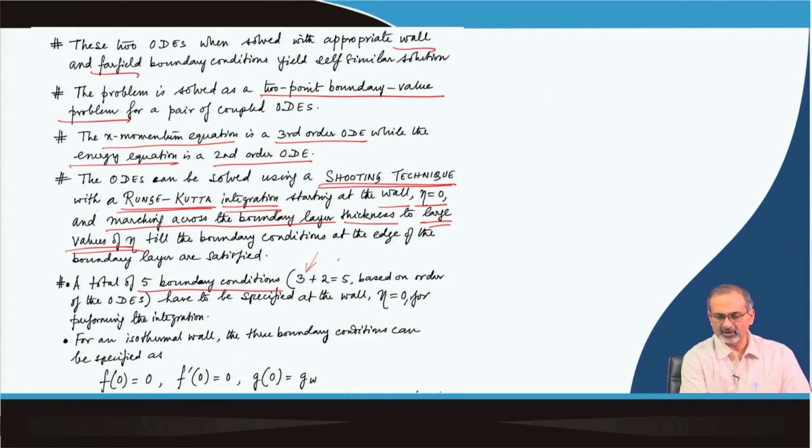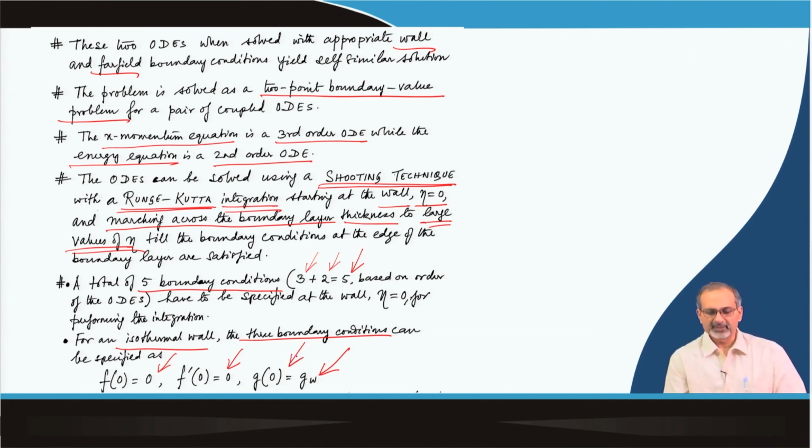It basically comes from the order of your ODEs, the 3 and the 2 coming from the 2 equations respectively. So, a total of 5, and that means at eta equal to 0 you will have to hunt for 5 of them. If you take an isothermal wall, then you have got 3 boundary conditions like what we have mentioned here below. So, in terms of the velocity field, F(0) and F'(0) are 0. In terms of the enthalpy, G is equal to G_w.